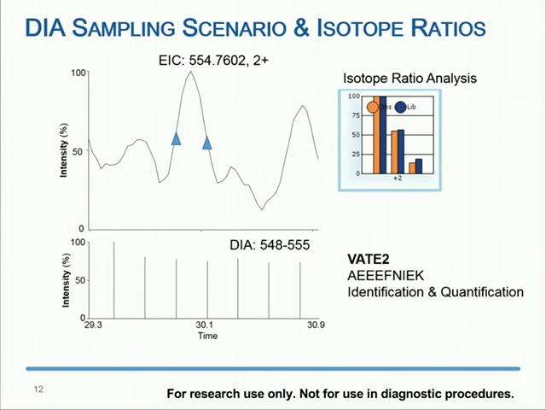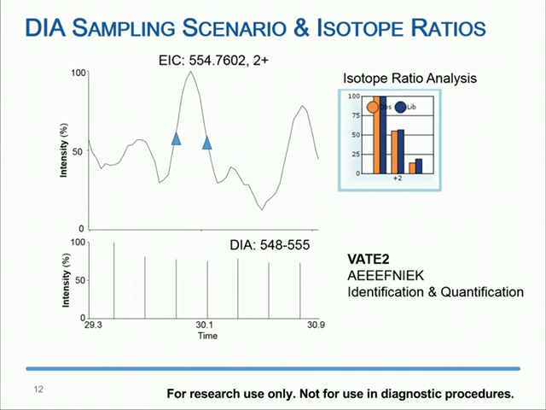So if we look at one example of a DIA sampling scenario and isotope ratios, what you'd like to have when you're doing data-dependent analysis is to sample every single peptide for tandem mass spectrometry at the peak, and it's the same thing that you'd like to have for DIA. But unfortunately, to get the amount of content that you want across that entire mass range with the window size that we've selected, you're not going to be able to get that large number of samples.